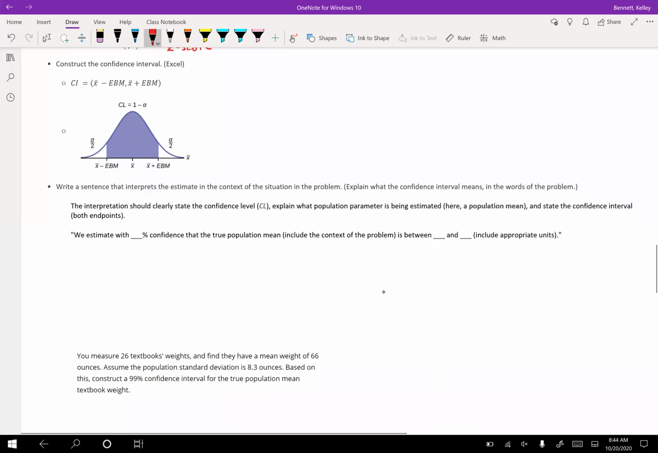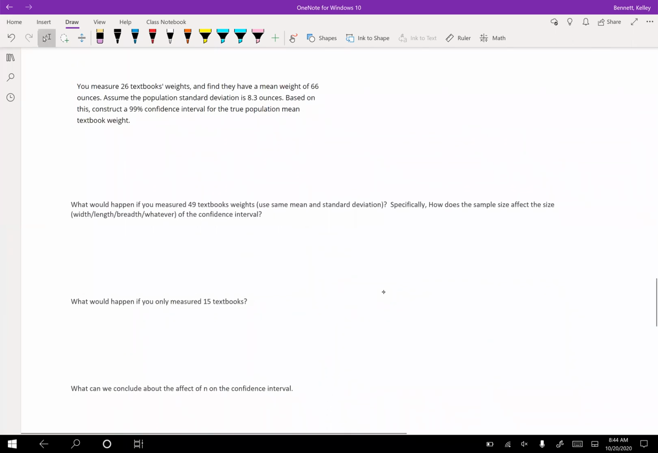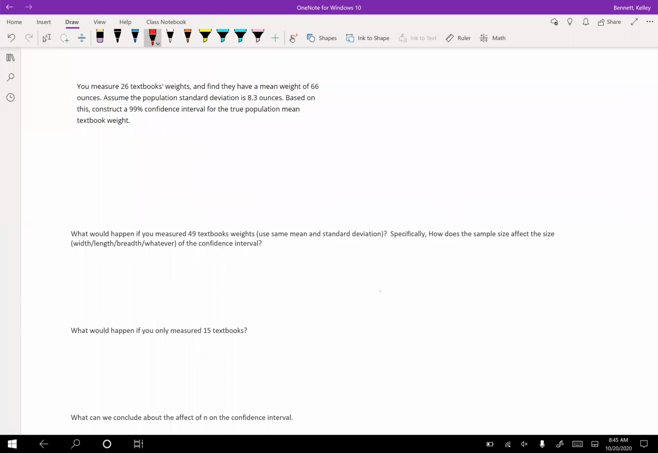So that's a lot of information. Let's just try to do an example here. From this, we just want to pluck out the relevant information. We measured 26 textbook weights. We find that they have a mean weight of 66 ounces. The population standard deviation is 8.3 ounces, and we want to construct a 99% confidence interval.